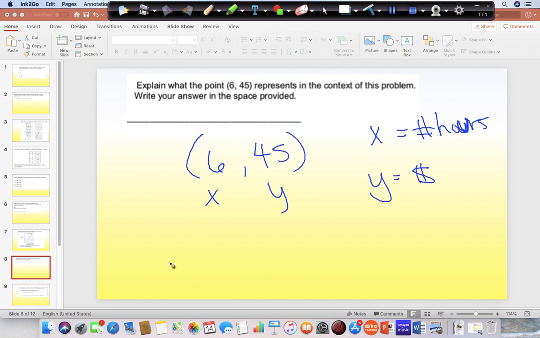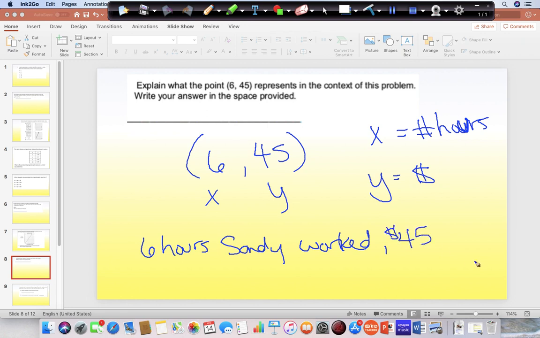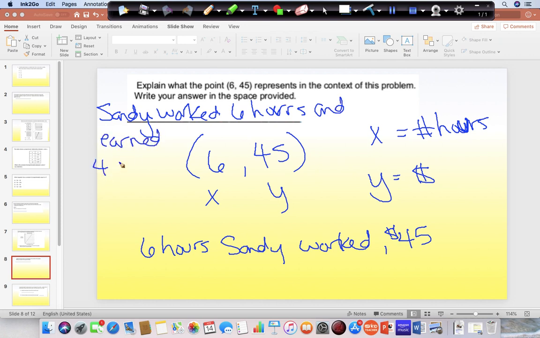So our x value is representing 6 hours that she worked. And she made, in those 6 hours, $45. So let's put this into sentence form. Sandy worked 6 hours. Oh my goodness, happened again. And earned $45.